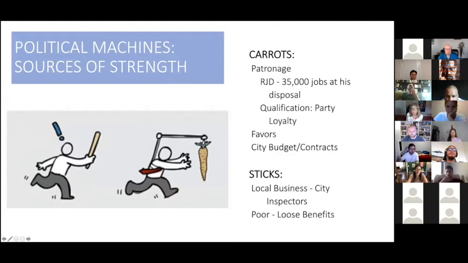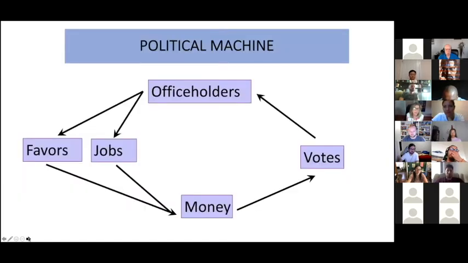Richard J. Daley had over 35,000 jobs at his disposal, favors, city contracts. The sticks, of course, are if you don't go along with the machine, maybe there's a city inspector that shows up to your business or to your home, or you lose particular benefits, or you don't get a nice new Chicago city garbage can.